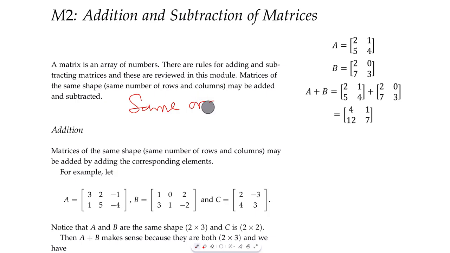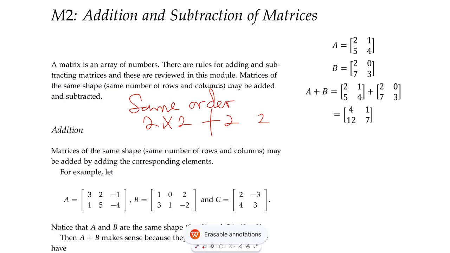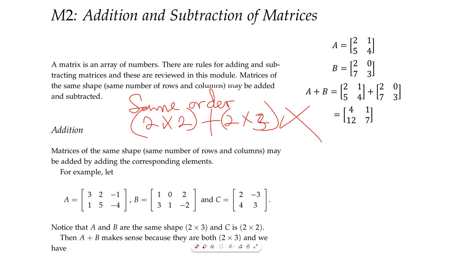That means you can do a 2 by 2 plus a 2 by 2. You can only do 2 by 2 plus another 2 by 2. You cannot do 2 by 2 with 2 by 3. This is not possible. This is what you are going to be noticing in everything that we want to do in today's class, and I'll be showing you how that is possible.